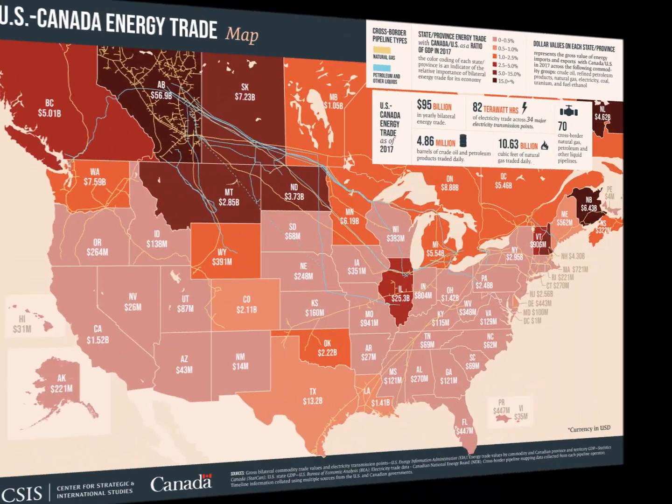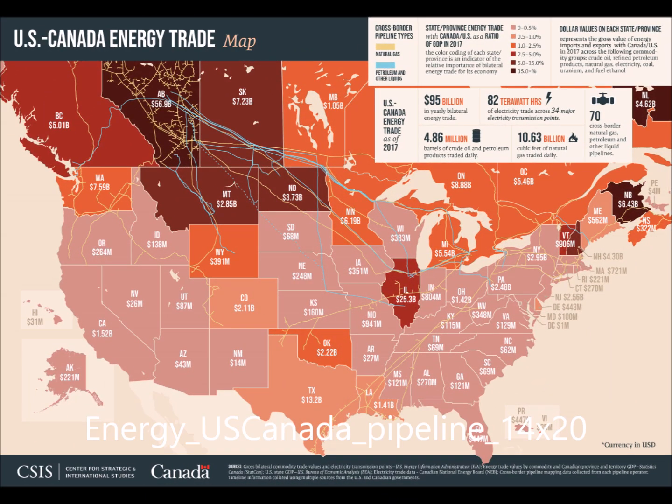This image features icons representing different commodity types, natural gas, petroleum, and other liquids, placed alongside the U.S.-Canada Energy Trade title. This visual aid immediately highlights the diverse nature of the energy trade between the two nations, and clarifies the types of energy commodities included in the trade values: crude oil, refined petroleum products, natural gas, electricity, coal, uranium, and fuel ethanol.